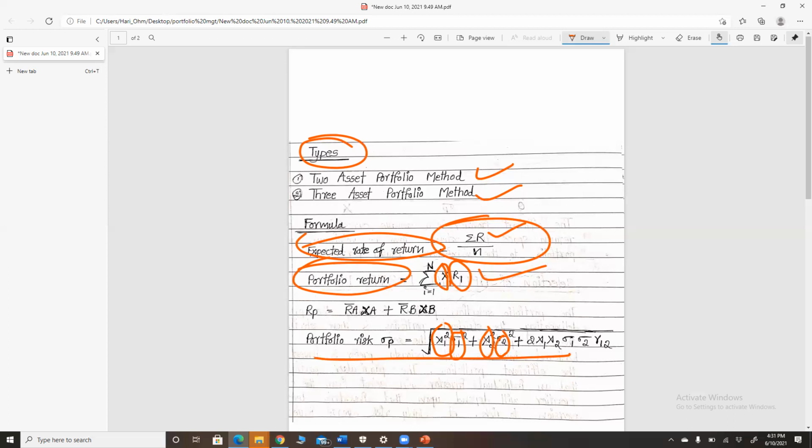Plus 2 into x1, which is the proportion of a or the first security, and x2 is the proportion of the second security. Then the standard deviation of the first security, the standard deviation of the second security, and into r12. r12 is nothing but the correlation coefficient. Hope you're clear. This is about the formula. We are going to use these formulas when probability is not given. When probability is given, we use a different formula, which we will see in the next problem.